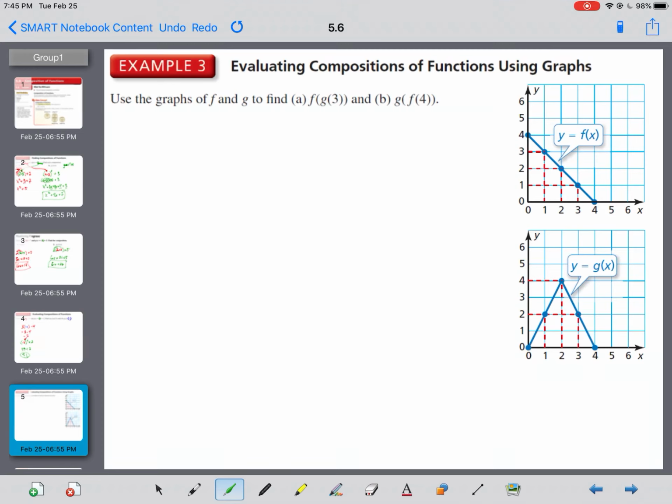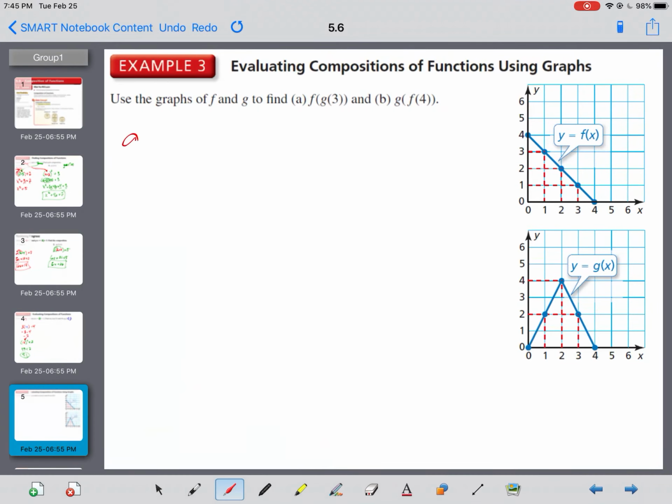We can also evaluate composition of functions using a graph. You're going to do it in the same kind of way. You're going to work these inside out. The innermost one you do first. You put that input in, you figure out what the output is. You put in that x, you're going to figure out that y. That new y becomes your second x, and you're going to plug that into the outside equation and get another second y output. That's your final answer.